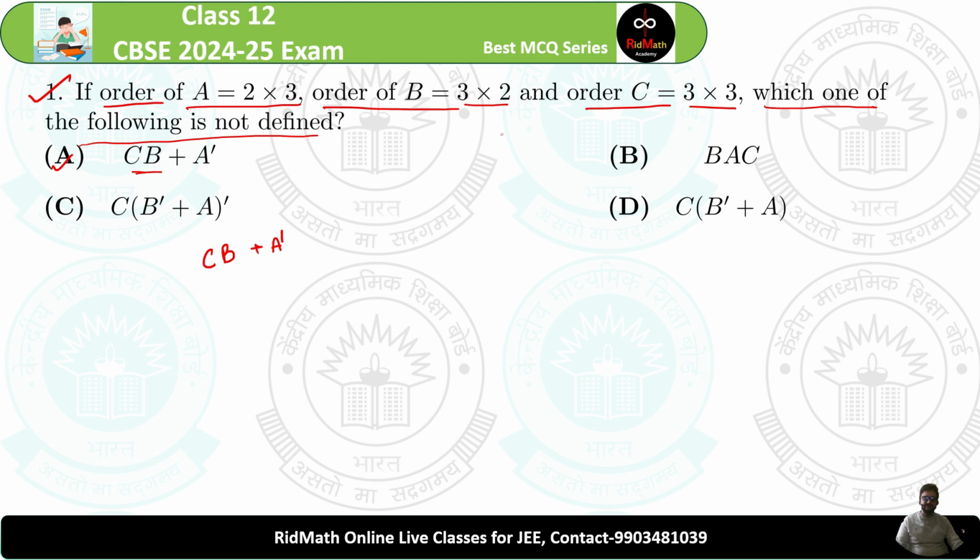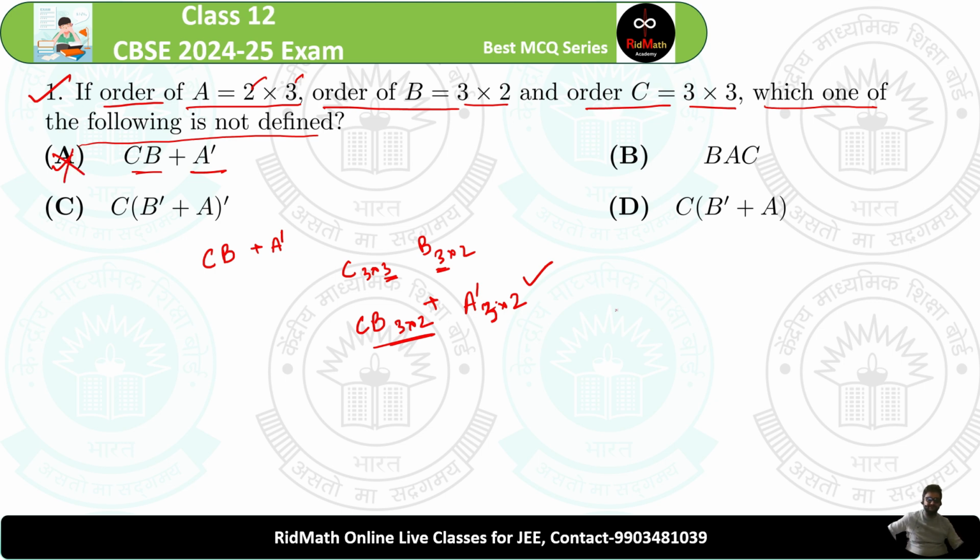That means the order of C is 3 cross 3 and the order of B is 3 cross 2. So the column of C is 3 and the row of B is 3. So it is well defined, and the order of CB will be 3 cross 2. What is A transpose? A is 2 cross 3. That means A transpose is 3 cross 2. So can we add these? Yes. It is 3 cross 2 and CB is 3 cross 2. So it is well defined. So it is not the answer.